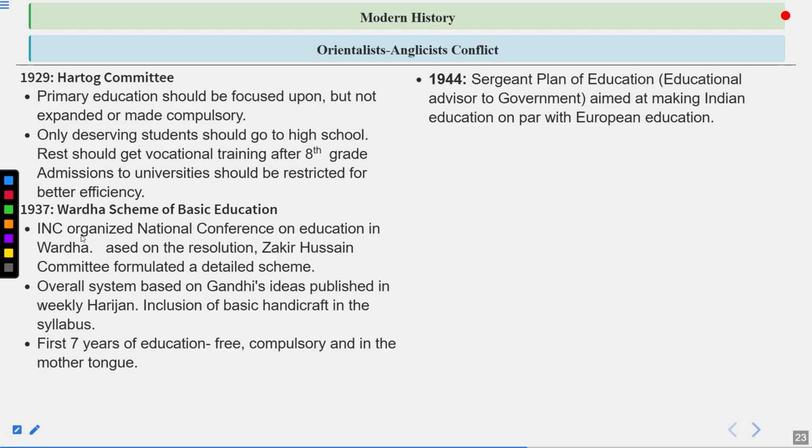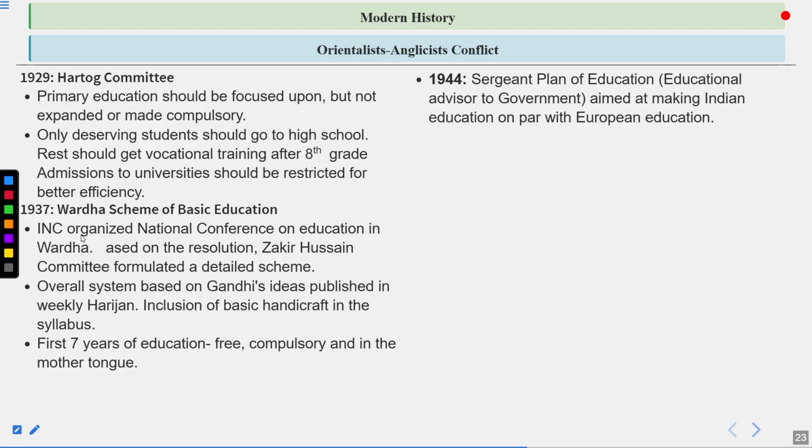1944, Sargent Plan of Education, by the educational advisor to the government, aimed at making Indian education on par with European education. So first of all, the Hartog Committee was introduced in 1929, and according to them, only the deserving students should go to high school and get vocational training after 8th grade. So basically this was done according to the Hartog Committee.